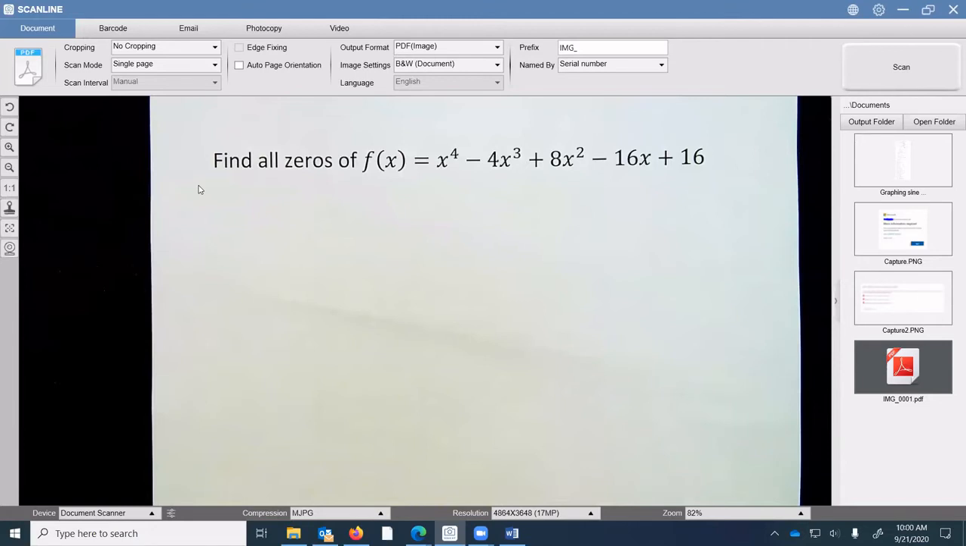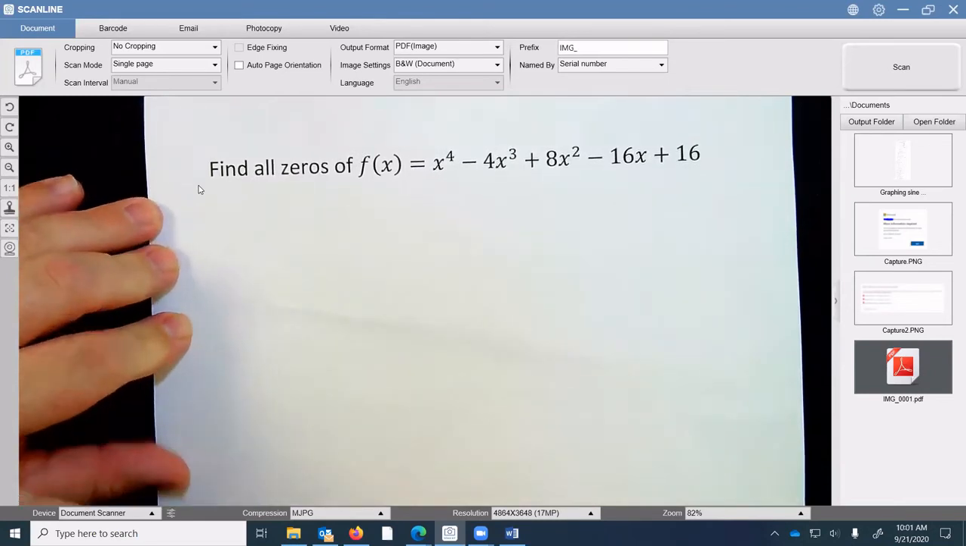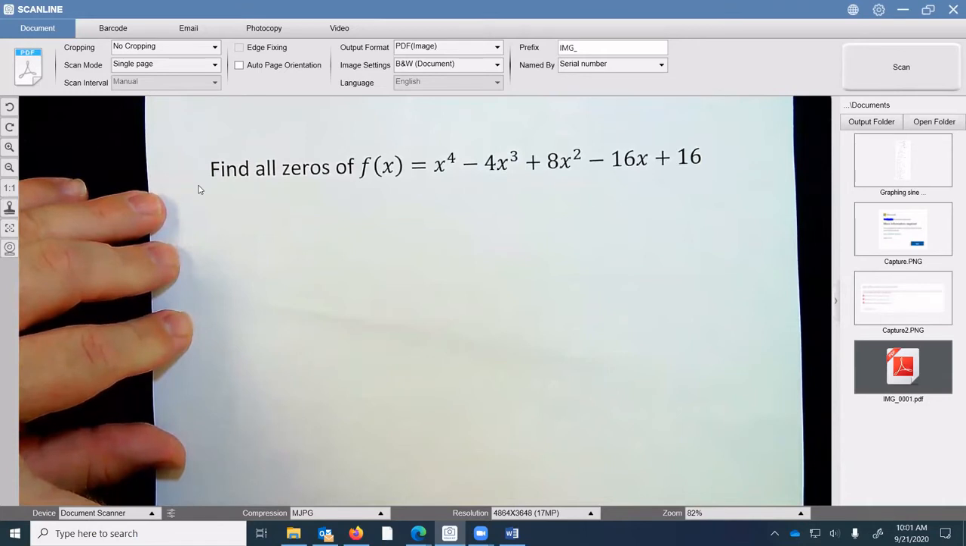Looks very similar to the last one, doesn't it? What didn't they give me this time? They didn't give me any of the zeros. How do I start? How can I start factoring? There's no common factors. They don't all have them.